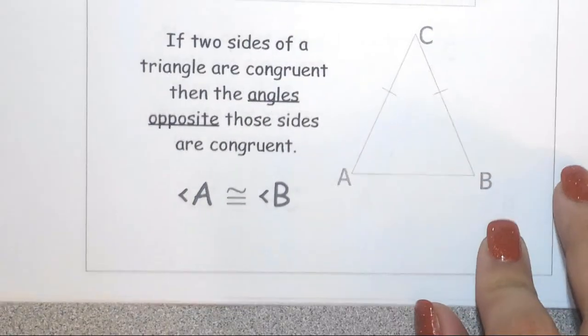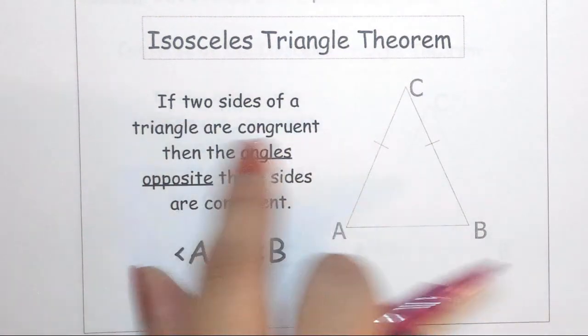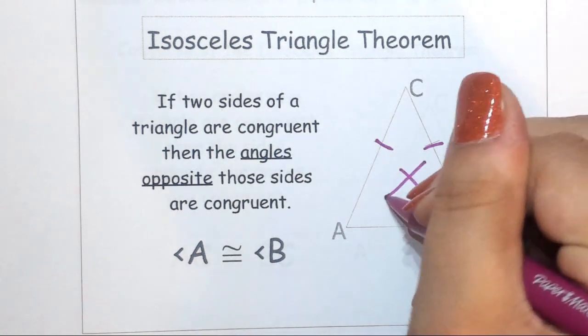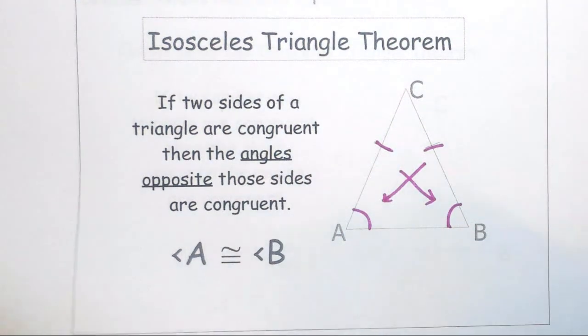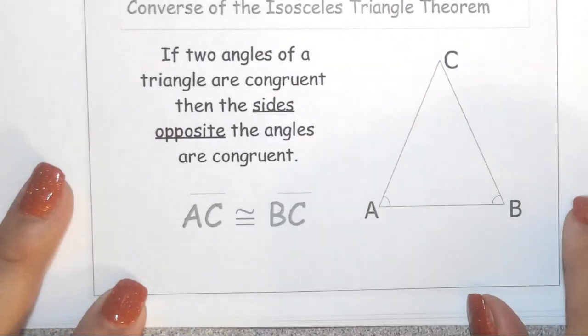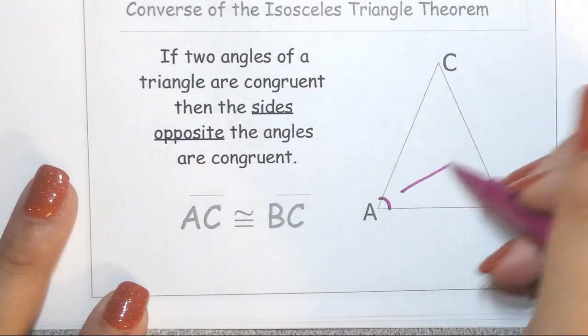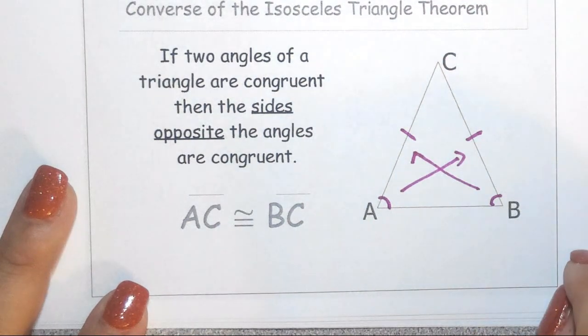All right, this is just, again, stating my isosceles triangle theorem. You don't need to write it down. But if two sides of a triangle are congruent, then the opposite angles are also congruent. Okay? Now, the converse is also true. What's converse mean? Opposite. So if two angles are congruent, what does that tell me? The opposite sides are congruent.